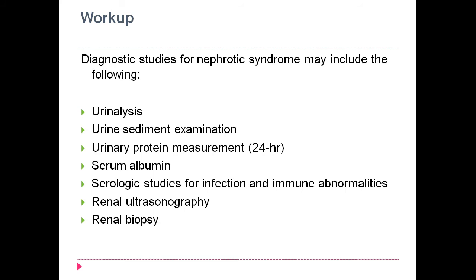What workup will you do for the same? You will first see urine analysis. So you have to rule out urinary infection, one. Then you have to quantify the protein in the urine, so how much protein is lost in 24 hours. You also have to see serum albumin level, spot protein creatinine ratio, which we already discussed. You have to see serological study for any infection and immune abnormalities. You have to see ultrasonography, and later on biopsy might be needed.